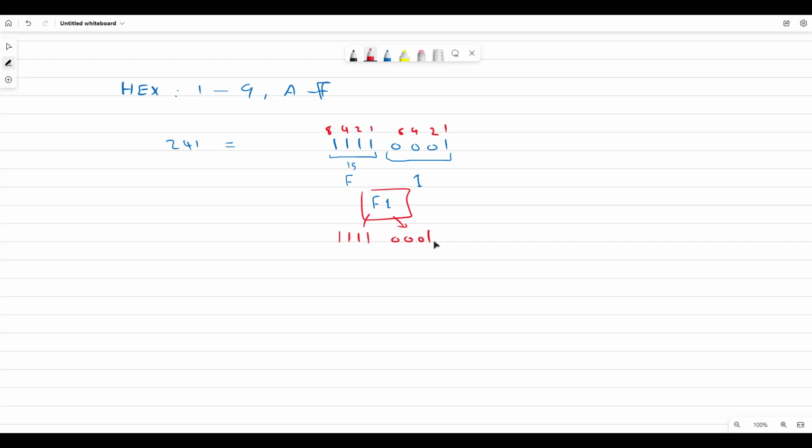Let's take another example, let's say A3. If you go to the table, you will know that A equals 10, or in binary 1 0 1 0, and 3 is 0 0 1 1. If you want to make sure, just take each 4 digits. Here we have 1 2, so we have 3, and in this one 1 2 4 8, so 2 plus 8 is 10, which is A in hexadecimal. This is very straightforward.